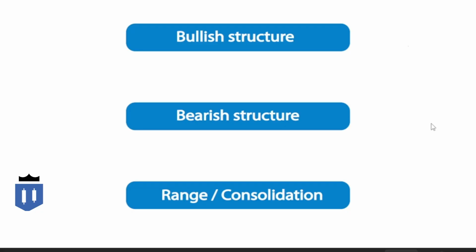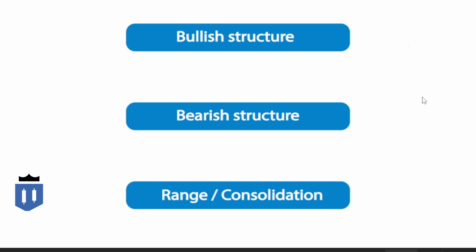Alright, so this video is about basic market structure, and the market is always in either of these phases. There are three in number. The first one is the bullish structure, the second one is the bearish structure, and the third one is the range or consolidation. I'm going to explain each of these phases. So the first one is the bullish structure. How does the bullish structure look?